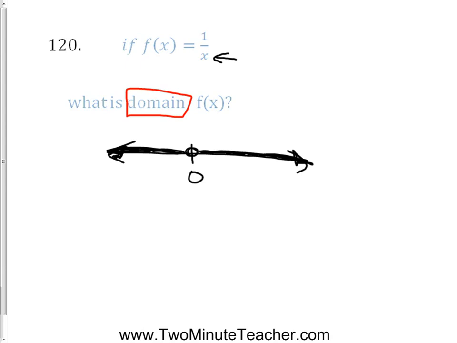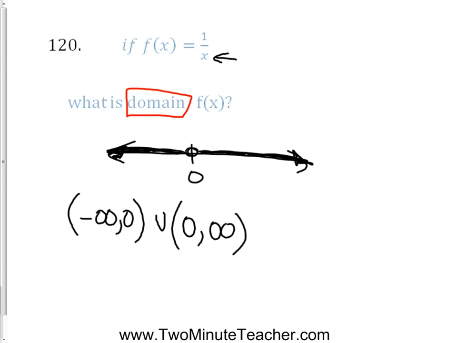And we're going to say that our domain goes from negative infinity up to 0. And it can't be negative infinity because you could never get there. And it cannot be 0, so we put a parenthesis. And if it could have been 0, we'd put a bracket. But union with 0 to positive infinity.